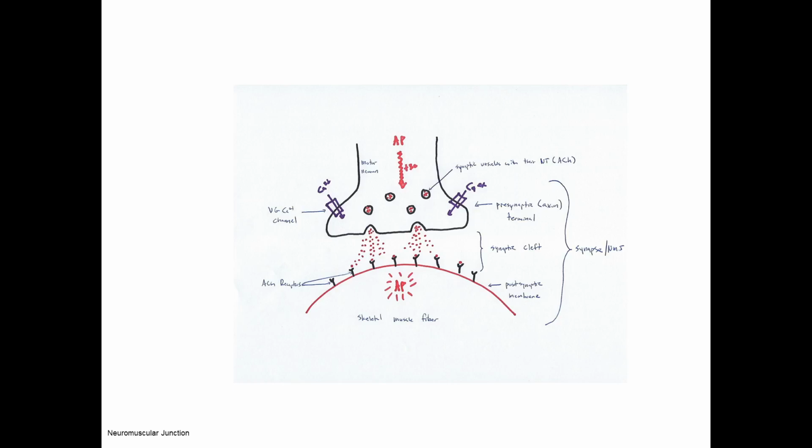So again, we've used electrochemical signaling to get the action potential from the motor neuron to the skeletal muscle fiber. We had our electrical signal in the motor neuron, chemical signal here with our neurotransmitter to get us across the cleft, and now we're back to our electrical signal in the skeletal muscle fiber.